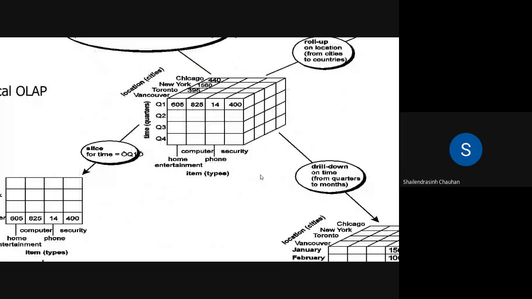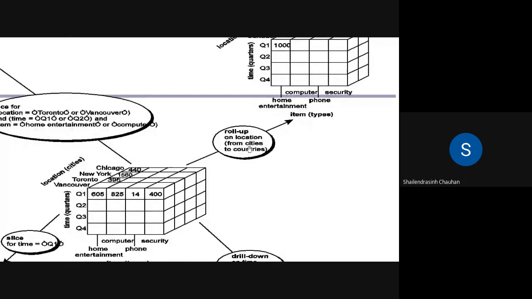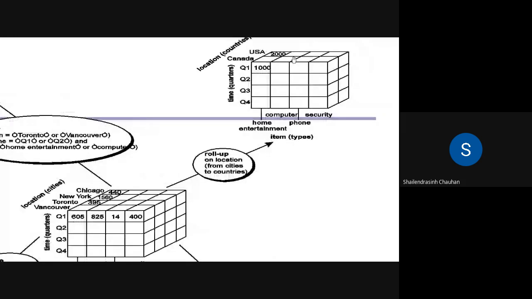What they have done is a roll up operation on the location dimension, where we have different cities like Vancouver, Toronto, New York and Chicago. Here they have considered the countries. They have also mentioned in the round braces, from cities to countries, on location. So they are climbing up in the hierarchy from cities to countries.